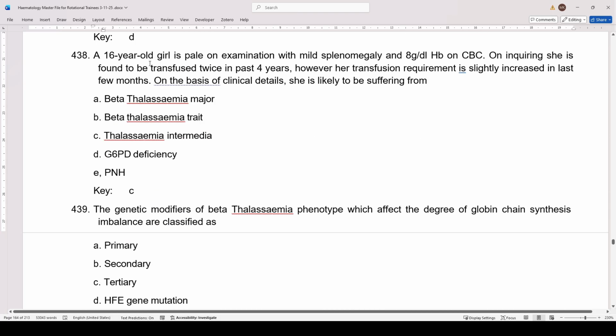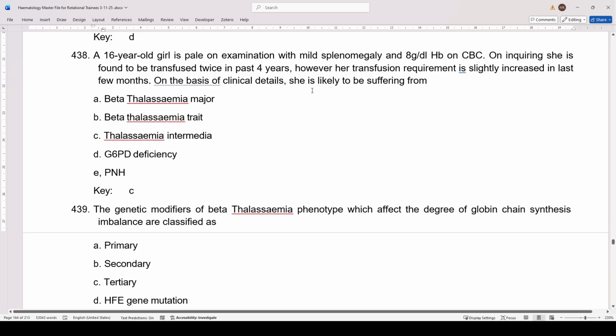Okay, a 16 years old girl is pale on examination with mild splenomegaly and Hb is 8 on CBC. On inquiring, she is transfused twice in the past 4 years. Okay, so not regularly transfused. However, her transfusion requirement is slightly increased in the last few months.